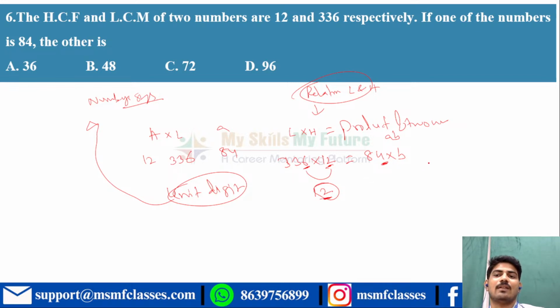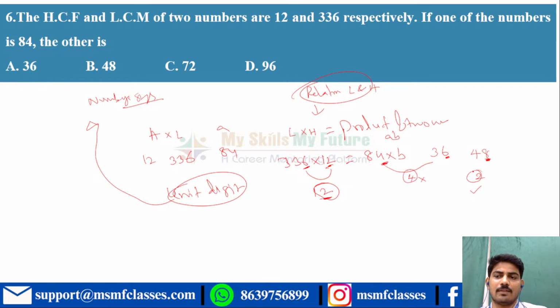So I will simply check the given options. Here 36 is present, the unit digit is 6, and 4 into 6 is 24, so the unit digit is 4. But I need a unit digit of 2, so this is not my answer. Next, option 48: the unit digit is 8 and here the unit digit is 4. 4 into 8 is 32, so I am getting a unit digit of 2. So this may be my answer.